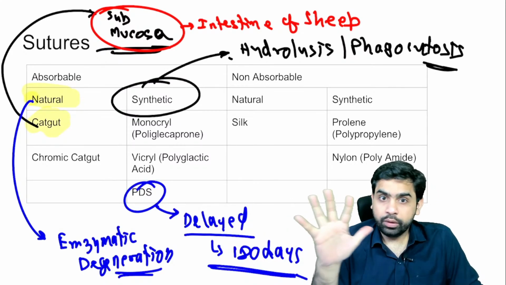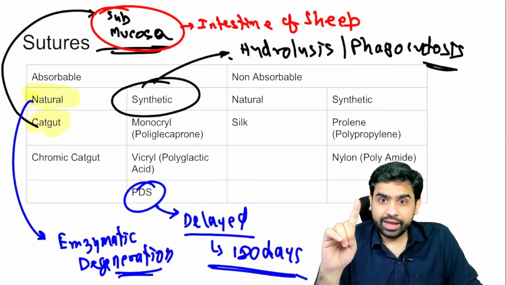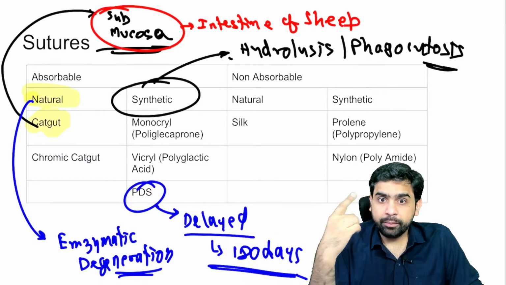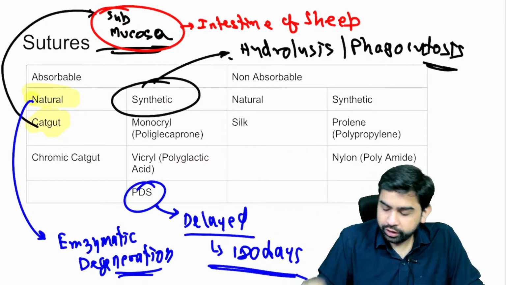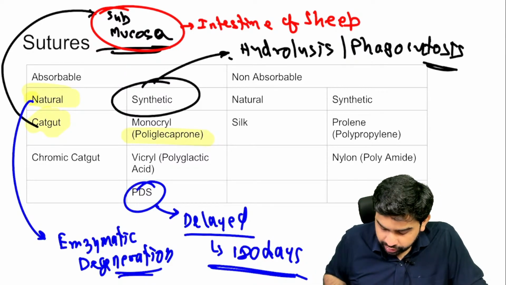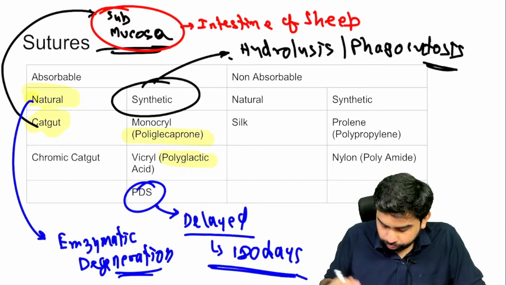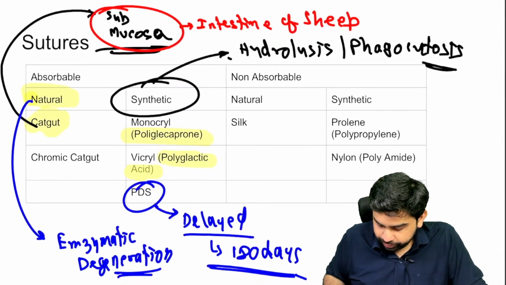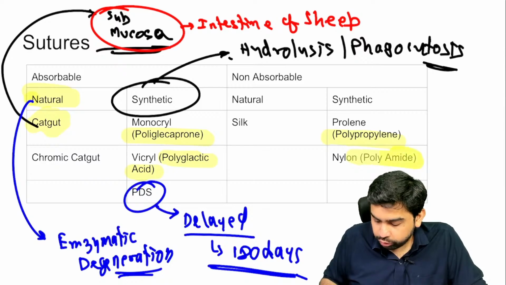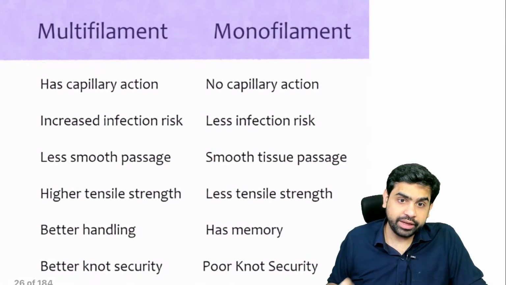Now, what about the non-absorbable sutures? They can be either natural or synthetic. The natural one is silk, the synthetic ones are Prolene and nylon. So you also have to remember the chemical names of these. What is Monocryl? It is polyglecaprone. Vicryl is basically polyglactin. Then we have Prolene, which is polypropylene, and nylon is basically polyamide. Please do remember these names as well.